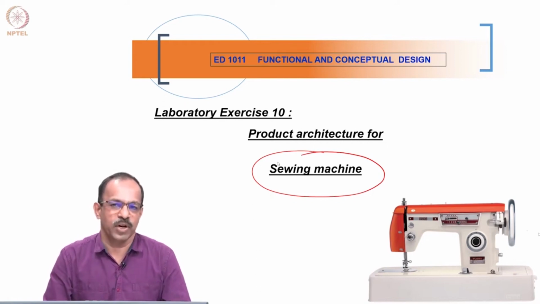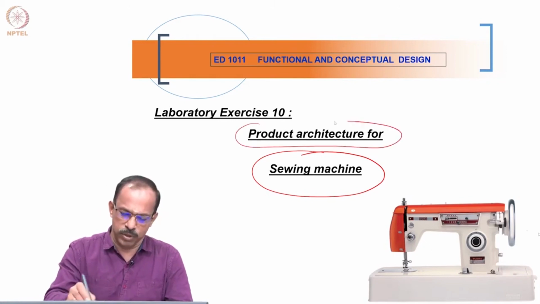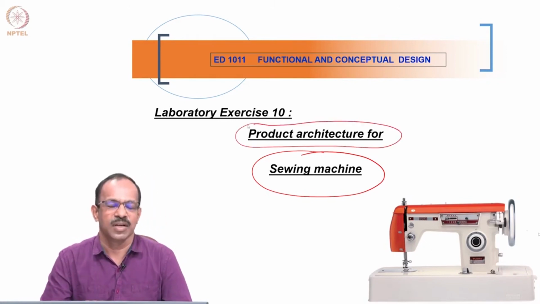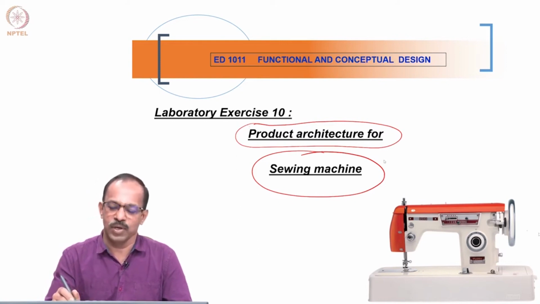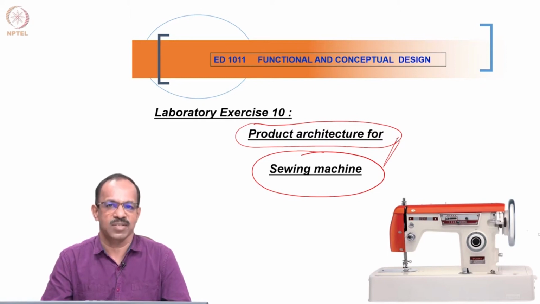So we'll look at one such product, the sewing machine, and try to understand how it functions and what the major mechanisms and controls are. But we'll be looking at it from the product architecture point of view, and how the product architecture is developed here. How the different modules are there, like the thread module and transmission module and things like that. You will be able to look at the product and identify the different modules, as a part of the product architecture analysis.